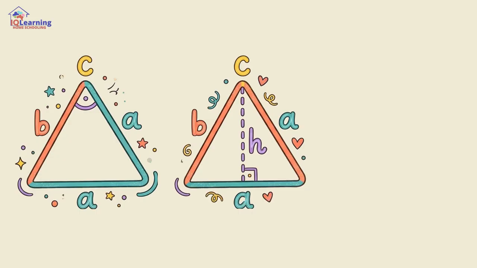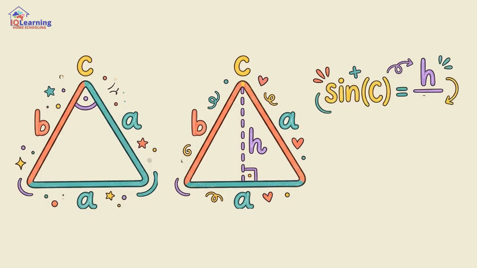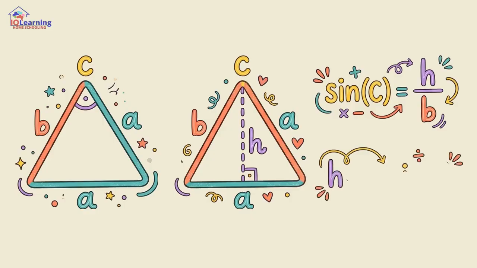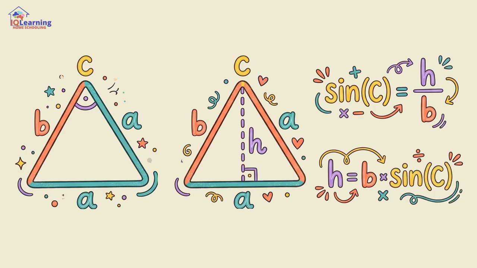The height we just dropped is opposite angle C, and side b acts as the hypotenuse of that right triangle. Since sine relates opposite side to hypotenuse, we can write sine of C equals h over b. Now solve for h. Multiply both sides by b. h equals b times sine of C. That is the key idea.